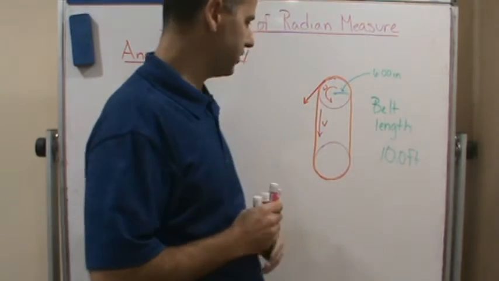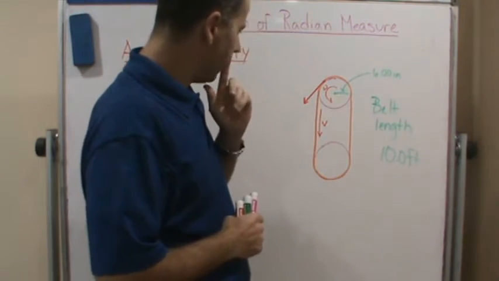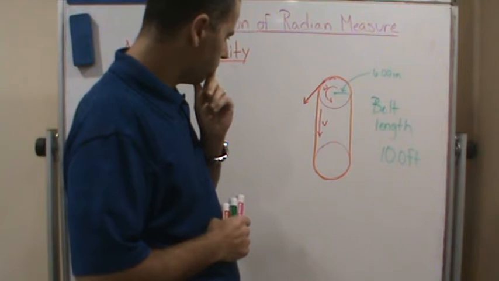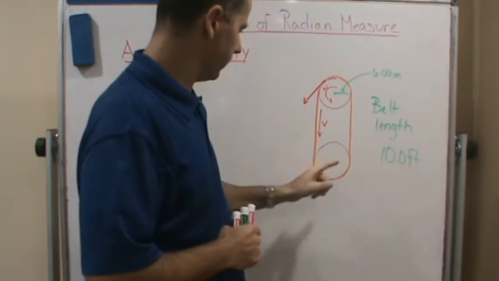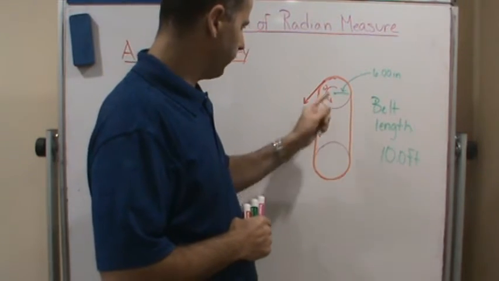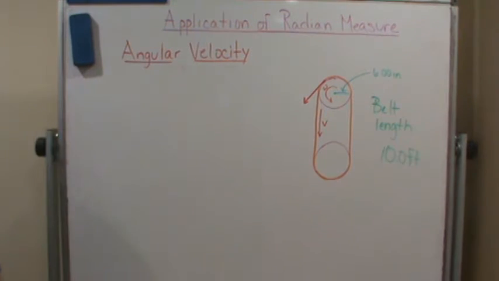Okay, so what we want to find out is, based on this information, we've got a pulley with a 6-inch radius. Let's just set it up here. So we've got a 10-foot belt that goes around 2 pulleys, and the pulleys each have a 6-inch radius. And it takes 2 seconds for the belt to make one complete revolution around the pulleys.